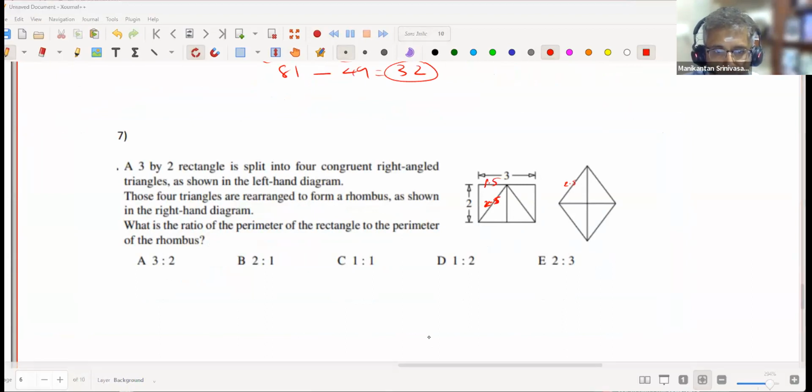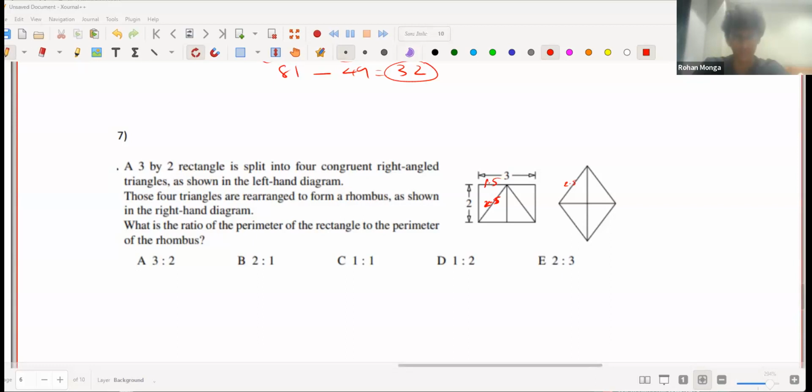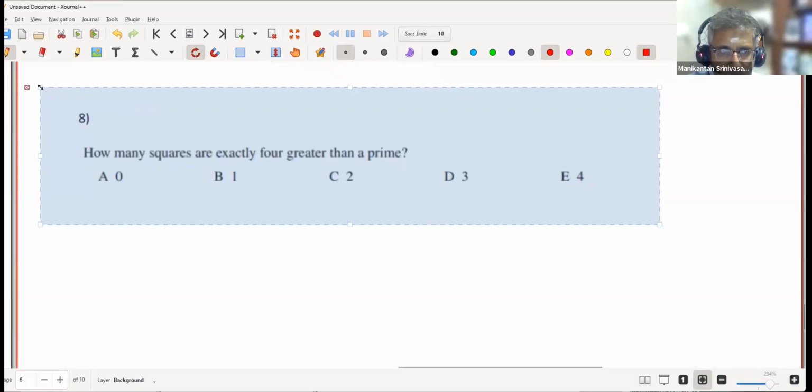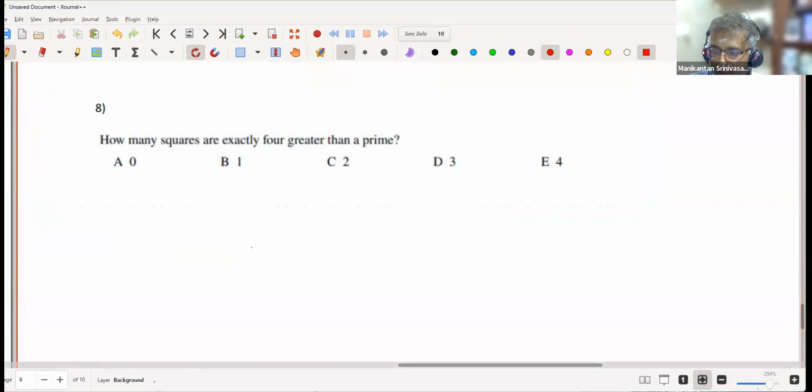Question 8. How many squares are exactly 4 greater than a prime? So I got A. Sir, I got 1. You got 1. Okay. So 7, I got 1. I got 1, sir. Only 9. Yeah. Whoever called out 0, Navya, was that you?